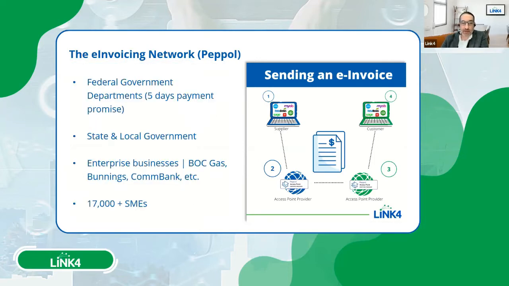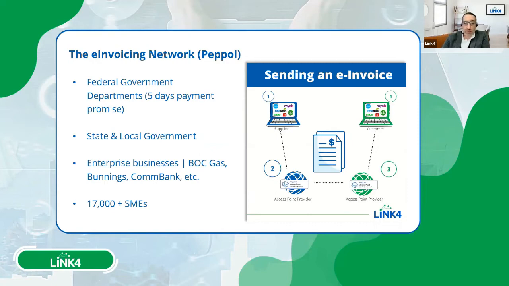So are there others on that network now? Yes. The Australian federal government have decided to mandate e-invoicing on federal government departments. And they are even promising to pay invoices to their suppliers within just 5 days if you send an e-invoice. They call it the 5 day payment promise. State and local government departments are on the invoicing network as well, like the New South Wales government. Since March this year, they have mandated all their departments to be able to receive e-invoices. Other states like South Australia and Victoria either are on the network already or will join the network soon.